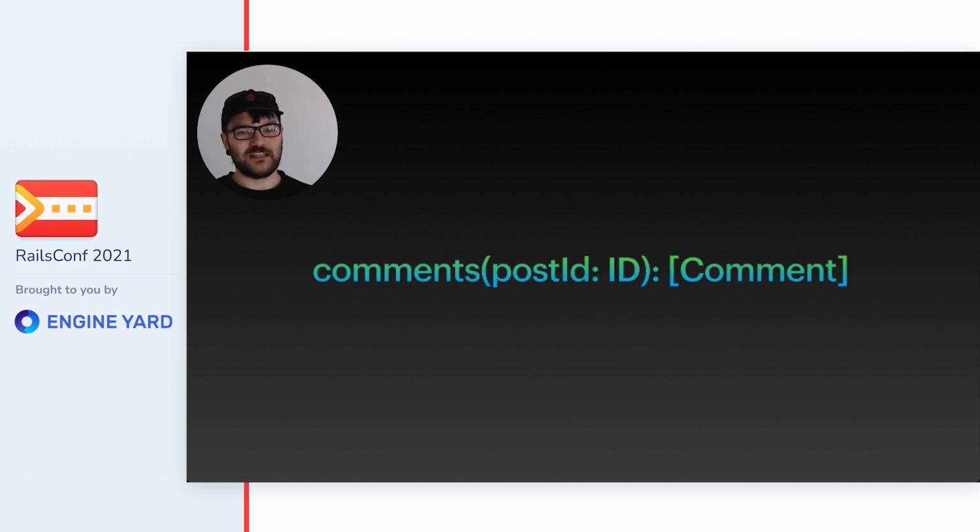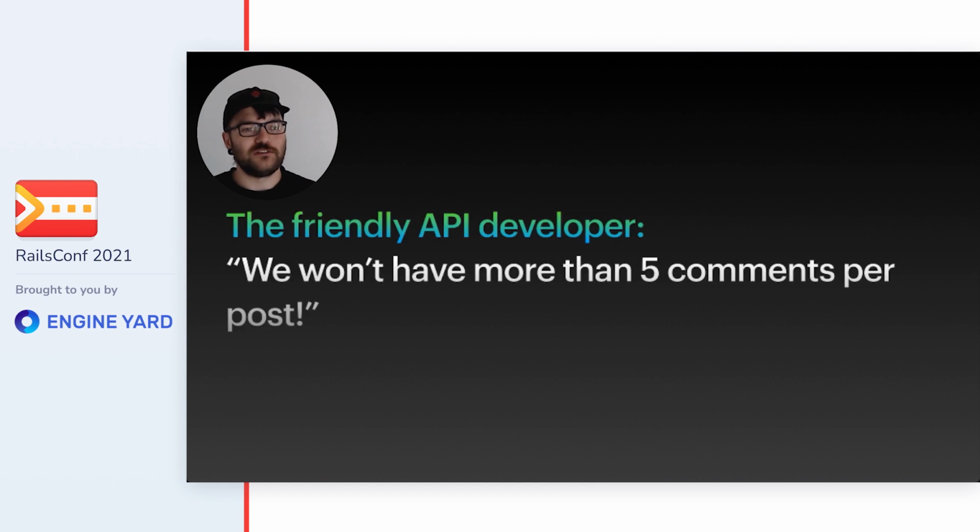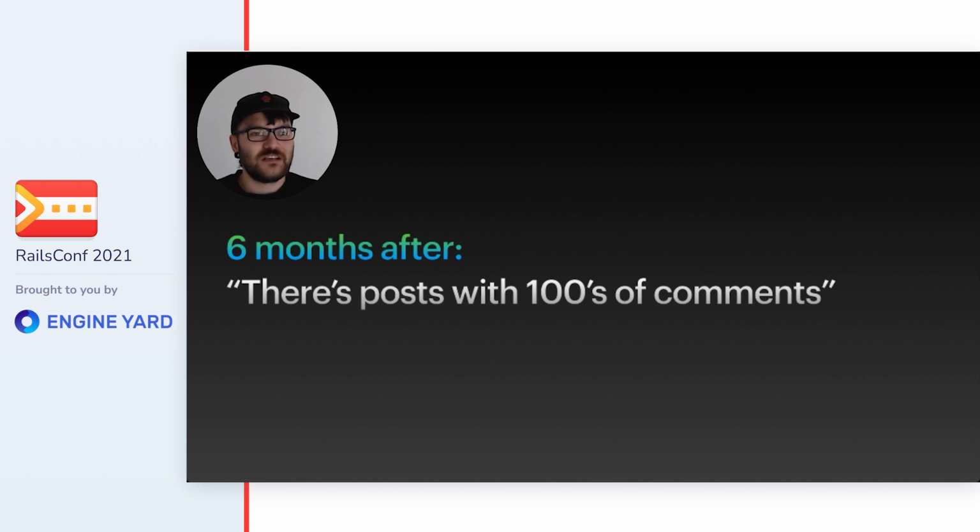Now, we decide to build it as just an array of comments with no pagination. And the friendly API developer might explain this to themselves, we won't have more than 5 comments per post. And then 6 months after, there's posts with hundreds of comments. I'm sure some of you have experienced this. I have experienced this myself.